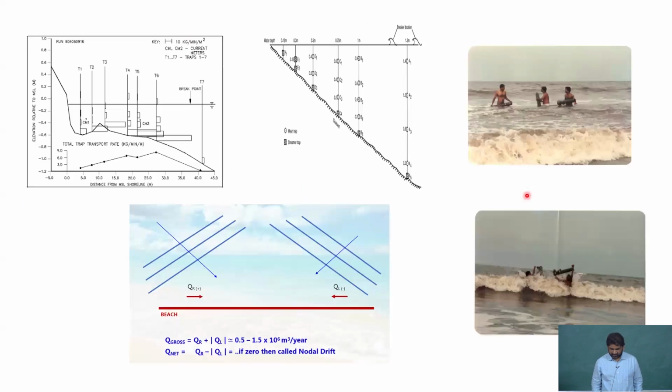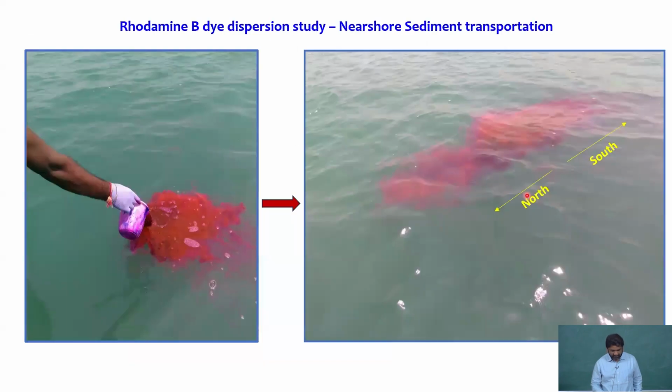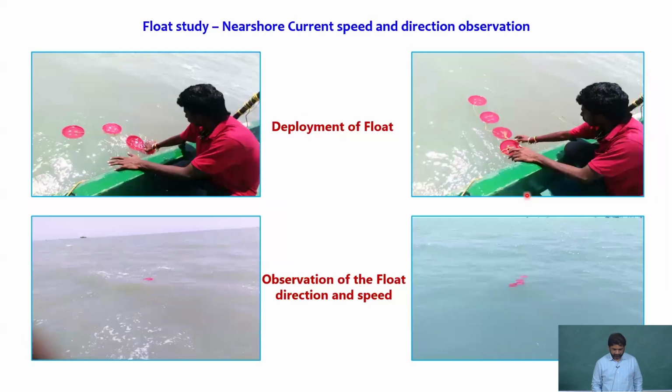This is actually very old NIO photos I have borrowed. I'll show you mine. So this is a dye dispersion study. When we are looking at certain locations, we can introduce the dye and see how it varies spatially, what time it takes, etc. These will be your indirect measurements for understanding longshore sediment movement. Similarly, you can deploy floats, you can observe them.